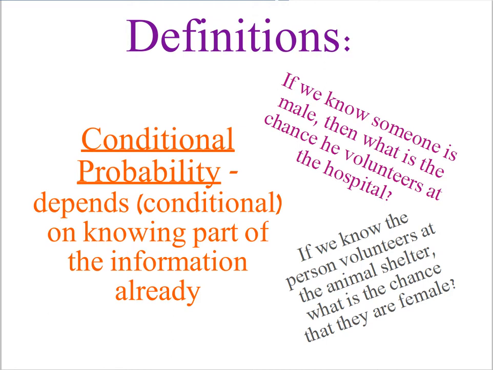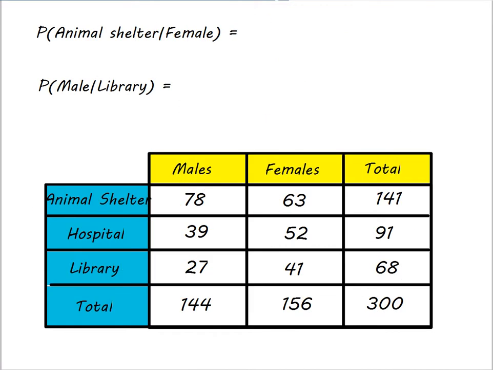It's kind of like our other probabilities, except now we're going to put a condition on my total. We're going to know part of the information already. So let me show you what that looks like. This first probability that I'm looking for reads the probability of a person working at the animal shelter if they are a female. So this second part, them being a female, that would be my given part. I already know that it's a girl. What's the probability that this girl works at the animal shelter?